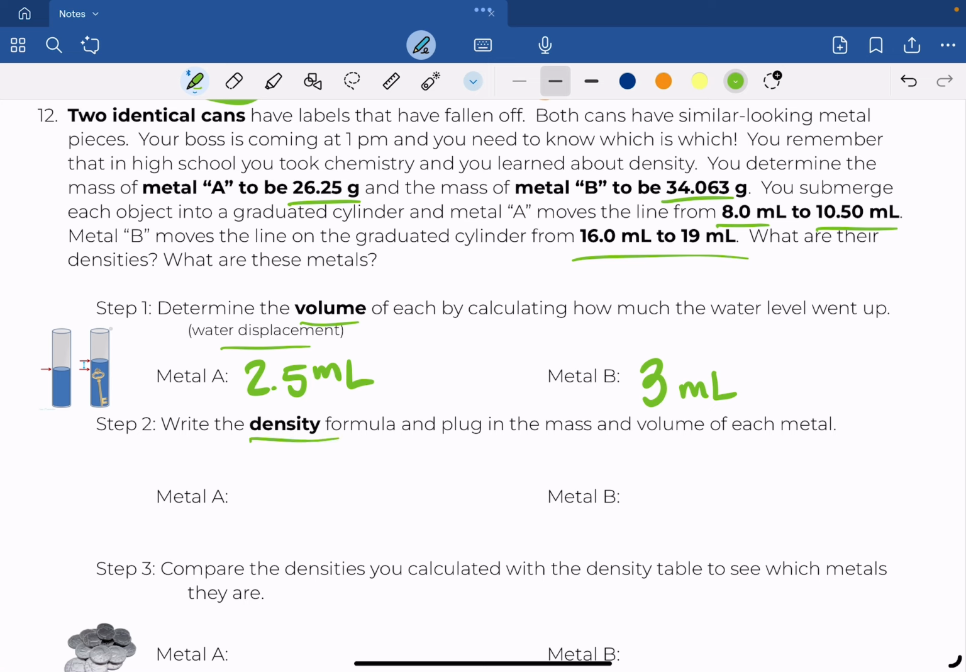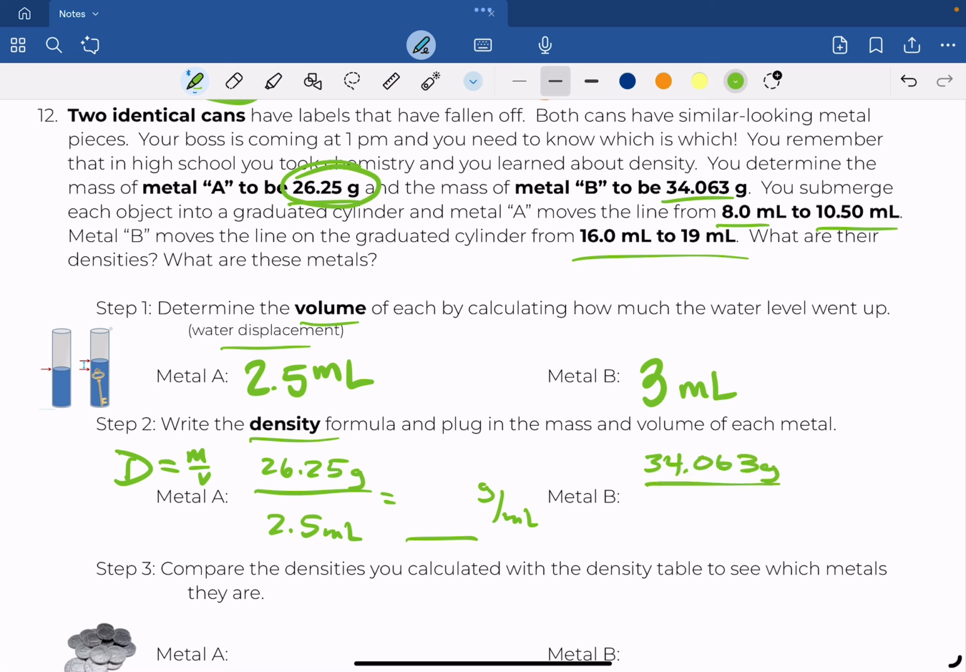The next step says to write the density formula and plug in your numbers. So density equals mass divided by volume. Our mass for A is given up there, 26.25 grams, and we just figured out our volume based on how much the water went up. Our units are going to be grams per milliliter here. Metal B, you would set it up as 34.063 grams divided by your volume, which in this case is 3 milliliters. Same thing here, your answer would be in grams per milliliter.